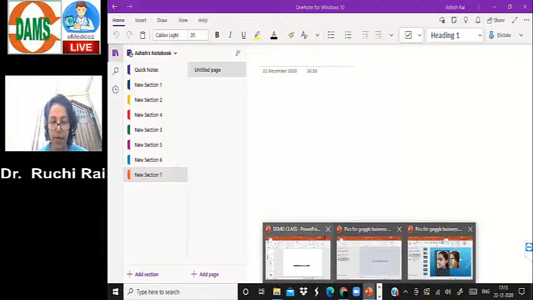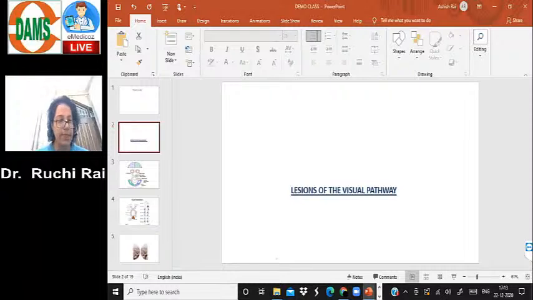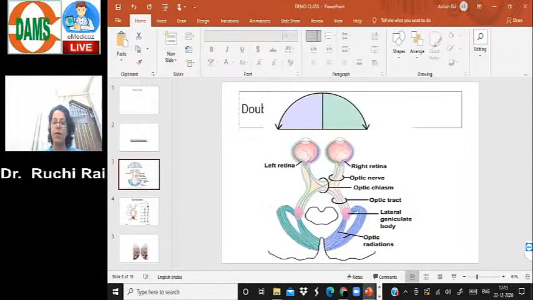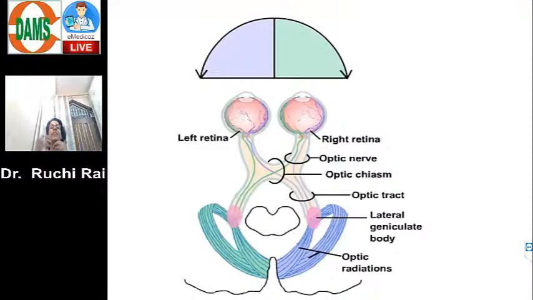We first talk about our visual pathway, correct? So just to revise your visual pathway. This is very beautifully depicted here. I think everybody can see this now. This is your left retina. This is your right retina. Simple. Left ka left patti, right ka right.